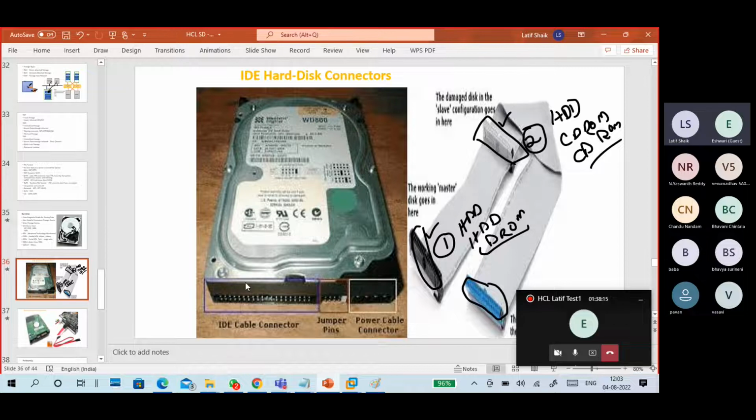So this is the type of connector. You can see this is a 40 pin connector. It means the disk is IDE based. All are IDE only, though there are a lot of confusions. It's a PATA disk, Parallel Advanced Technology Attachment. PATA, Parallel Advanced Technology Attachment type disk.